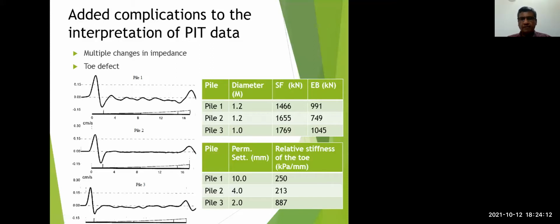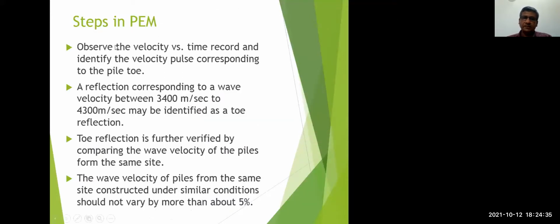If it does not travel, then this method is maybe somewhat not useful, but this is up to the wave penetration. You can interpret the results and see whether the pile is integral or not. So those are the steps in the pulse echo method, the time domain analysis: observe the velocity versus time record and identify the velocity pulse corresponding to the pile toe.